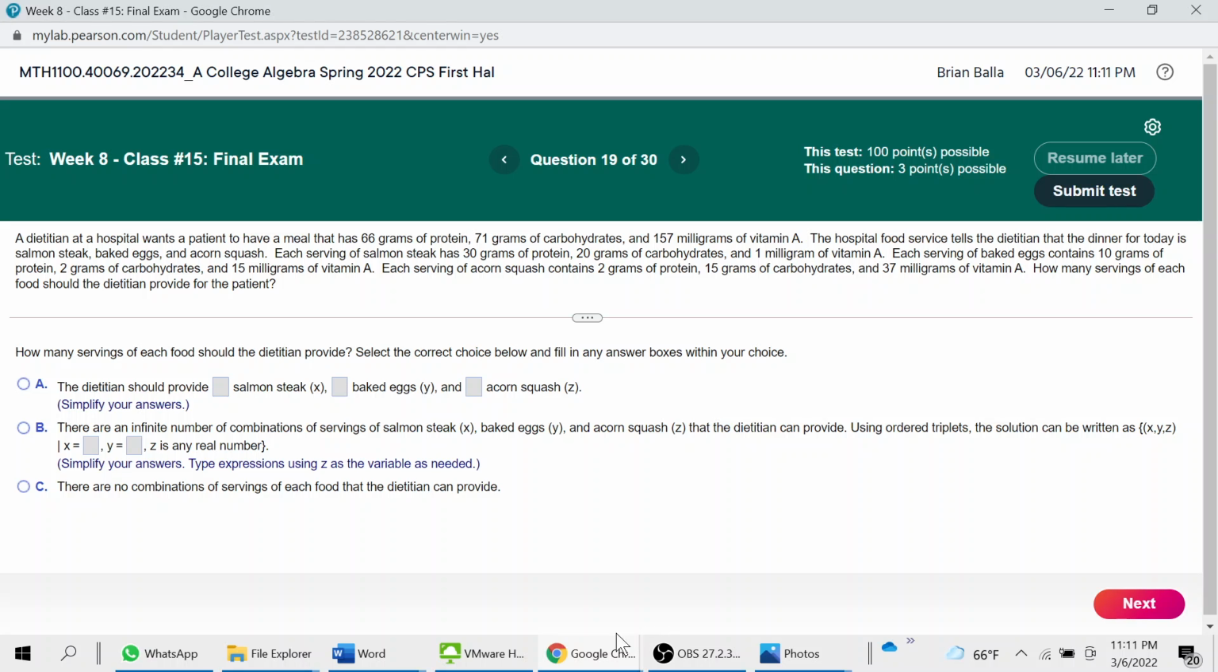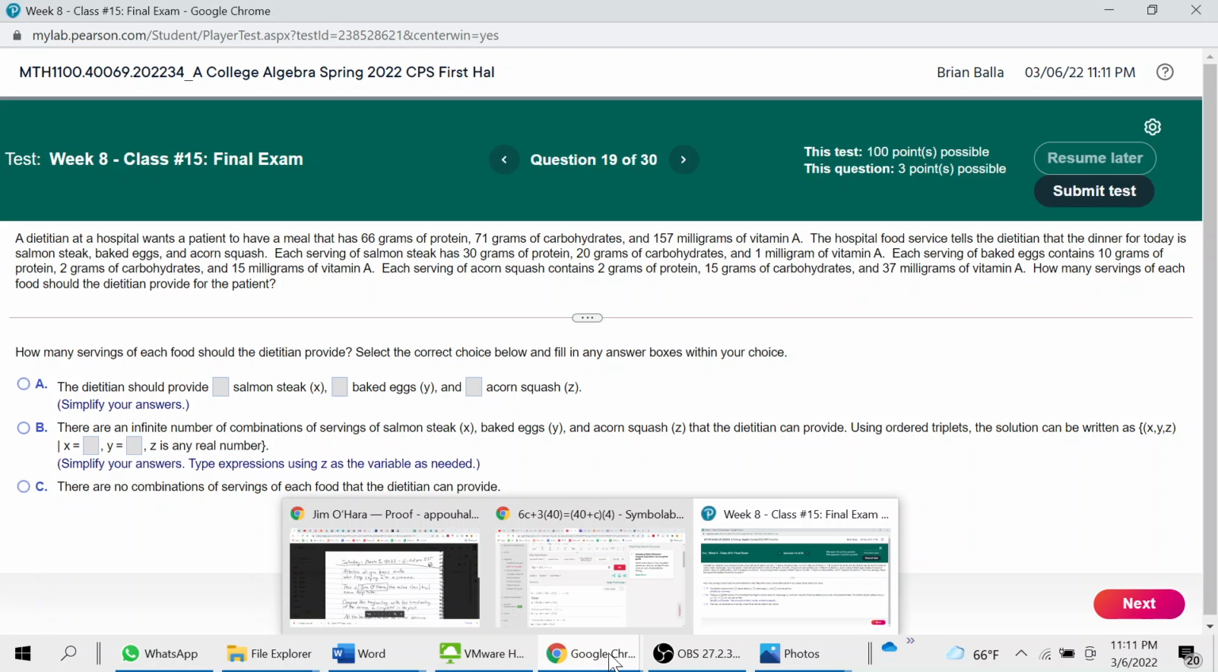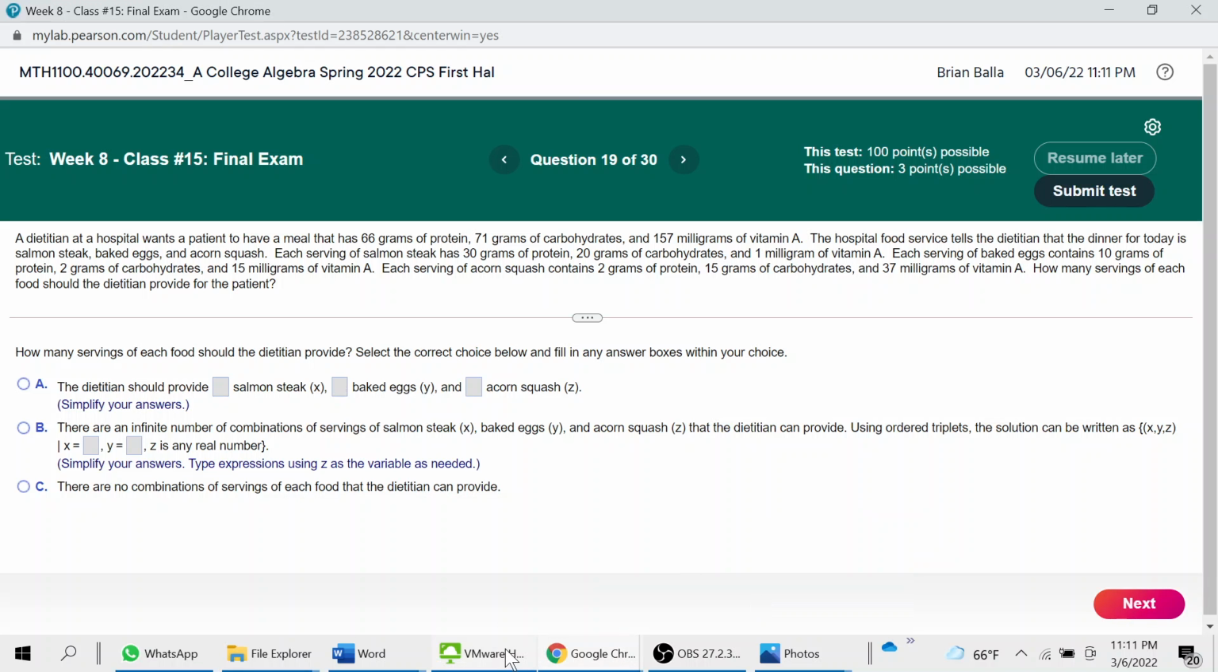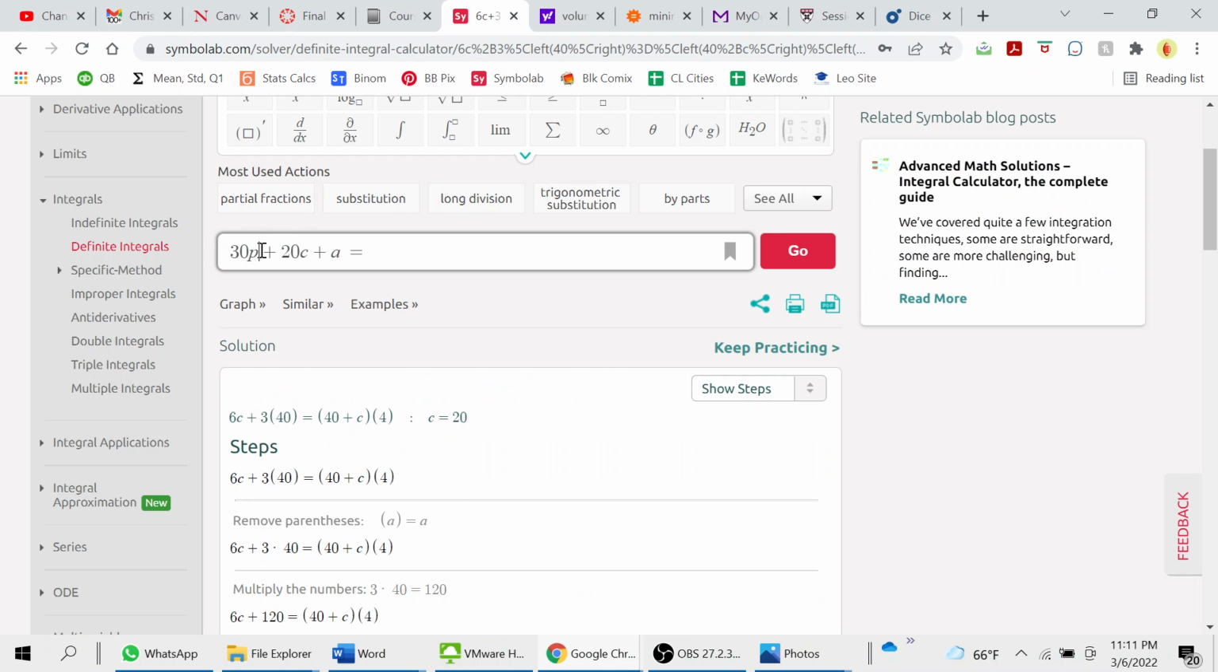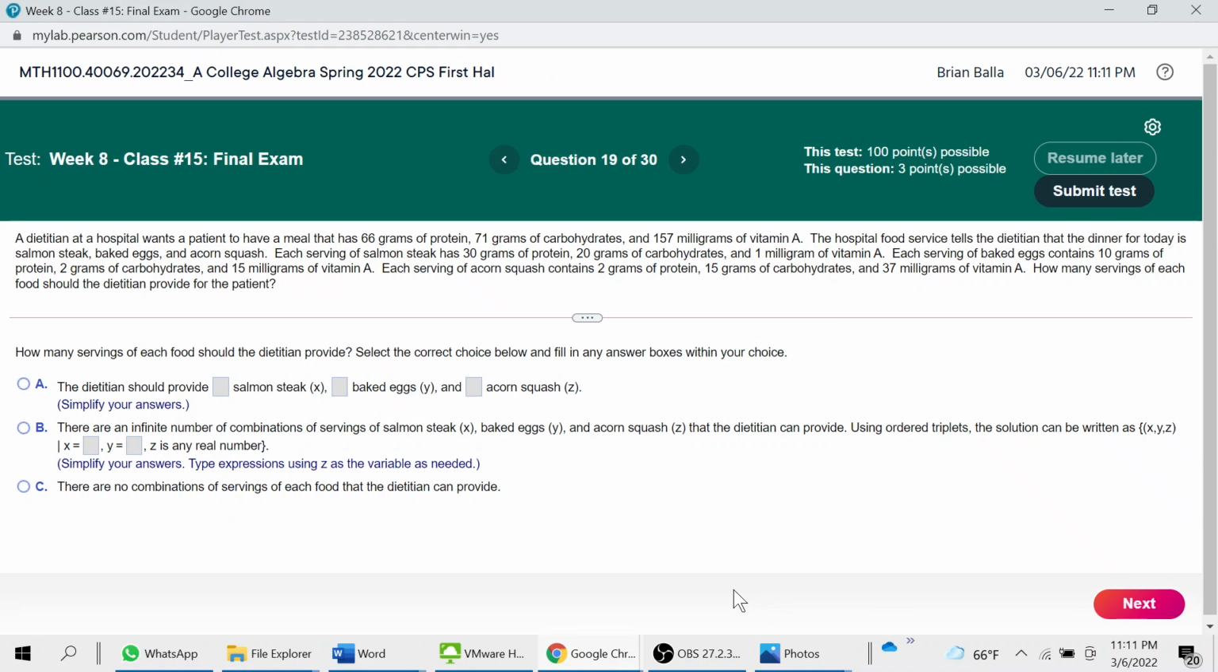Okay, wait, hold on. Salmon. Hold on. I think I'm doing this wrong. 20. Okay, and perfect. And salmon, baked eggs. We'll use B since the software turned E as like 2.7 something. Okay, 10 grams of protein.